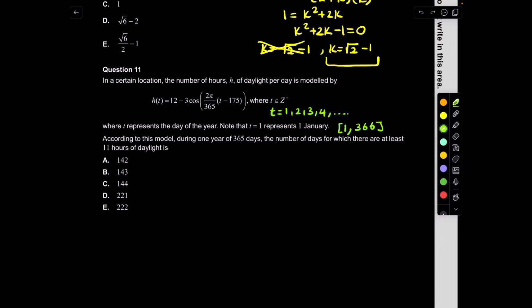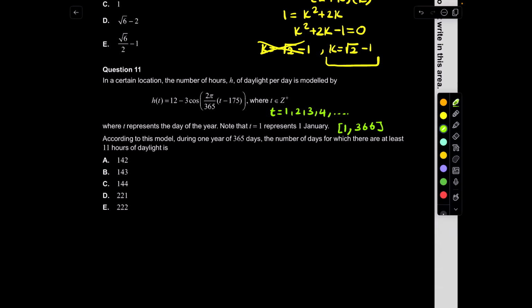For example, you're starting at t equals 1, so that's your domain here. Imagine adding 1 year, which is 365 days. You add that to this one, you should get 366. So that is basically what it's saying, maybe? I think I'm confusing myself. The number of days for which there's at least 11 hours of daylight is what?